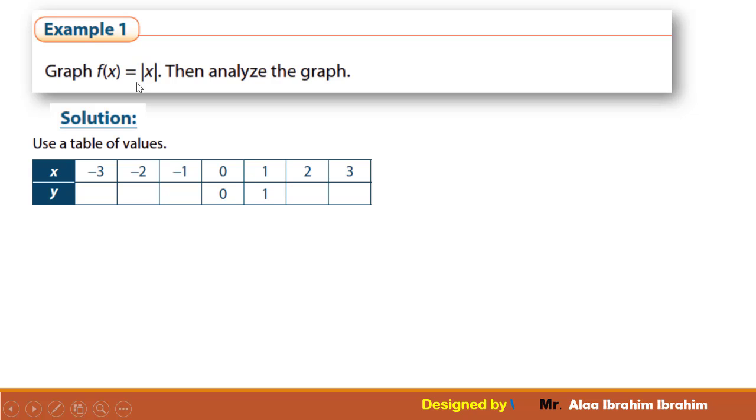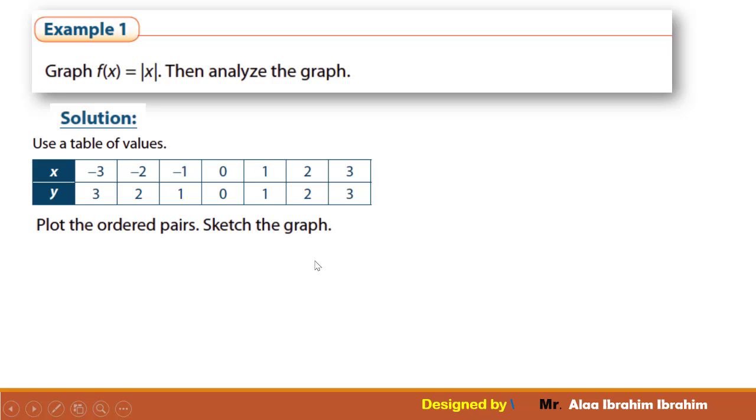Now 1 will be 1 with the absolute value. Negative 1 will be 1 also. So 2 will be 2, and negative 2 will be 2 also. And 3 and negative 3 will be 3. So this is your function. We have symmetry: 1, 2, 3, 1, 2, 3 here. So the symmetry is at my vertex, 0, 0.